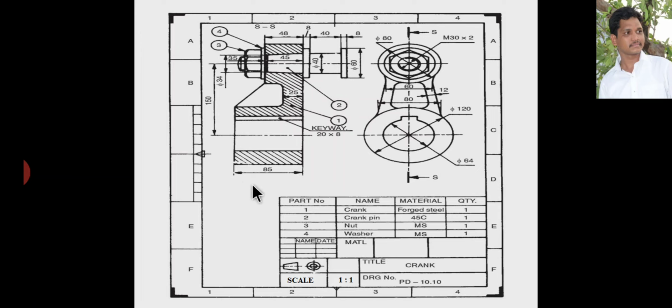So the size of the object on drawing sheet is equal to the original size. Therefore here the scale is also 1:1. Okay, it is full size scale.